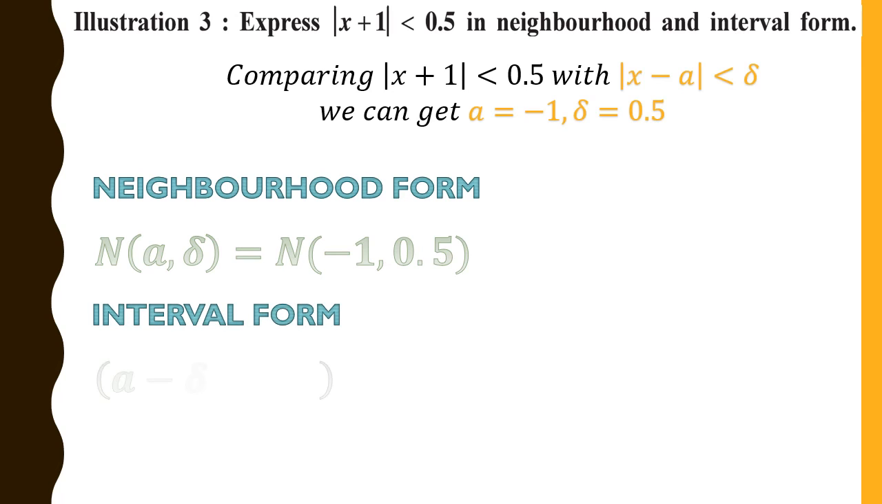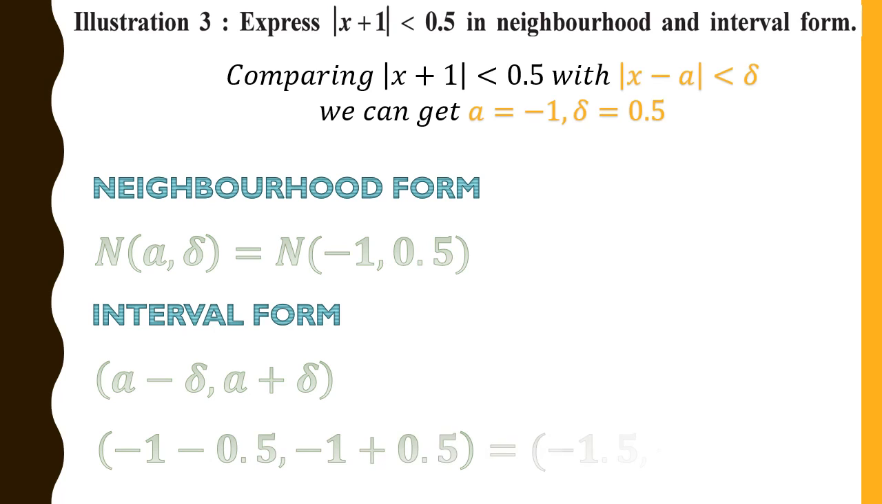Next is the interval form. In the interval form, we already know (a - delta, a + delta) becomes (-1 - 0.5, -1 + 0.5), which will give us the answer (-1.5, -0.5). So the interval here is negative 1.5 to negative 0.5. That's all, my dear students. This is very easy. Okay.